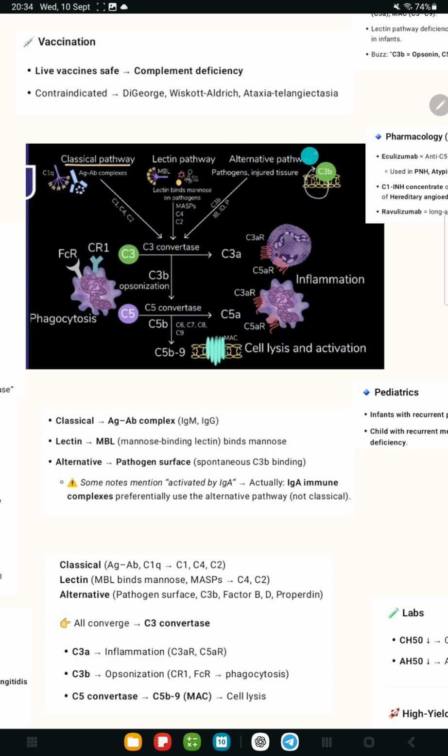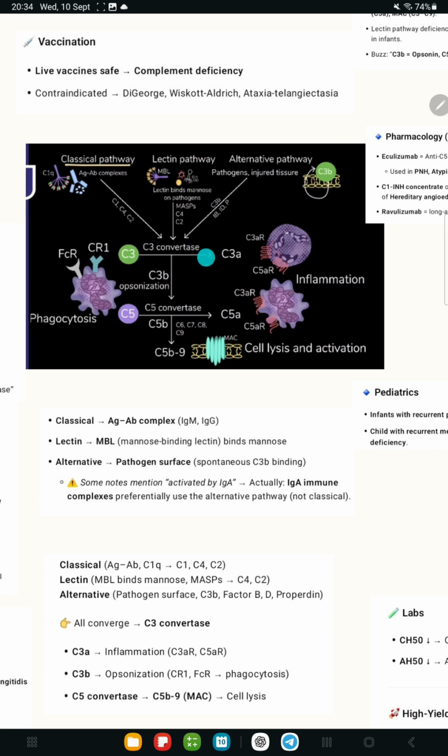And then we have the alternative pathway, which is activated with the help of pathogens and injured tissue. Here it is forming C3b, with the help of other factors, factor B and D. This P is properdin, which is a stabilizer. This is also getting converted into C3 convertase.